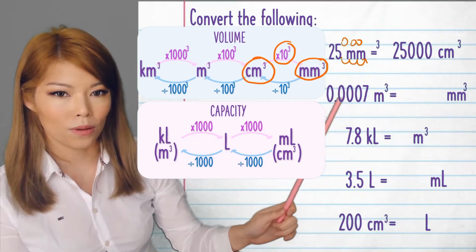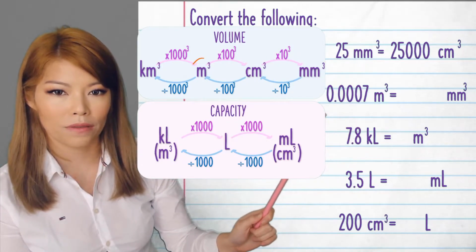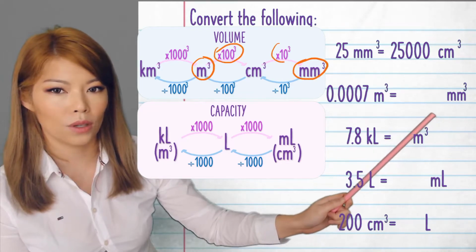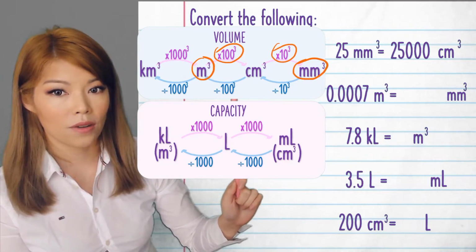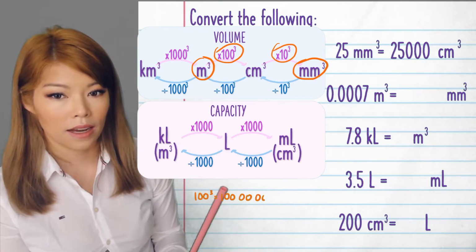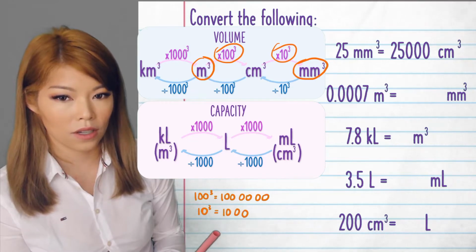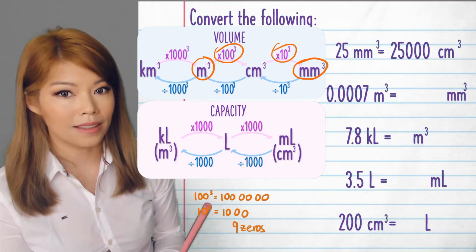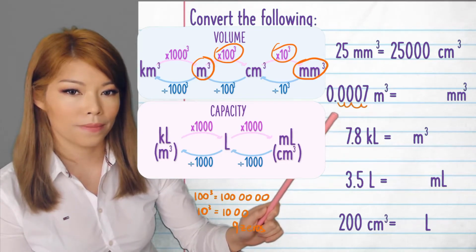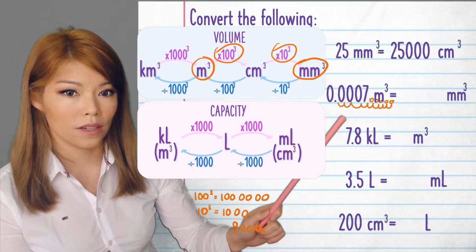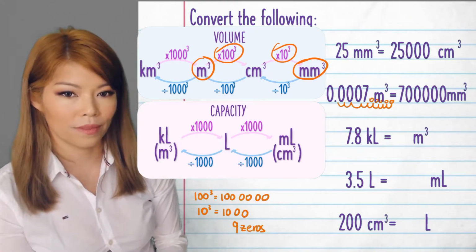Second example. 0.0007 meters cubed. So this time we're going from meters cubed to millimeters cubed. So we have to multiply by lots more zeros. 100 to the 3 is 6 zeros, and 10 to the 3 is another 3 zeros. So in other words, there are 9 zeros or 9 decimal places. So let's do that. That's a lot of zeros. So we get 700,000 millimeters cubed.